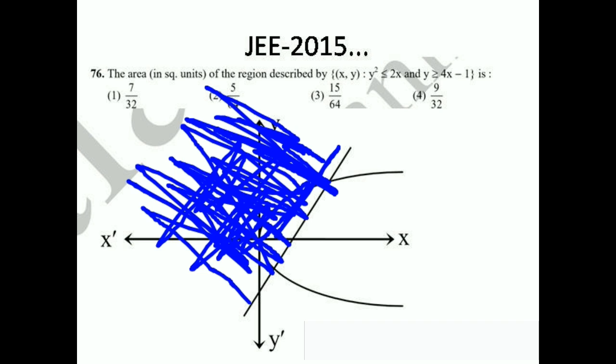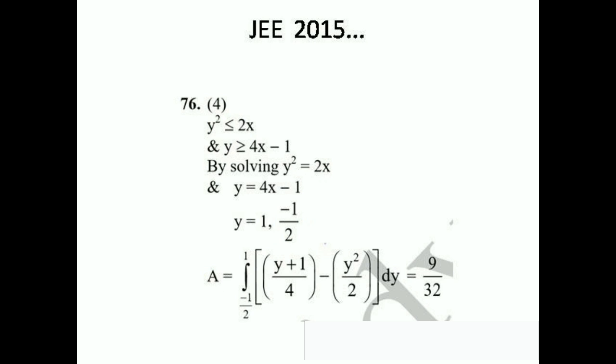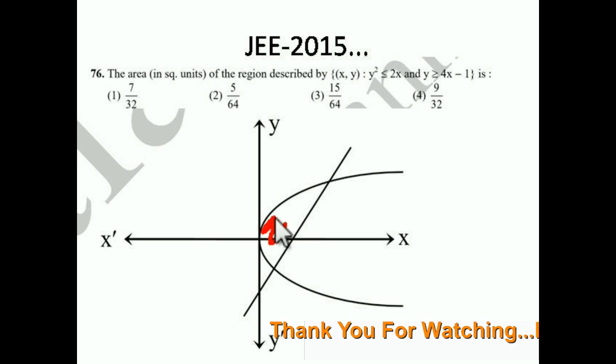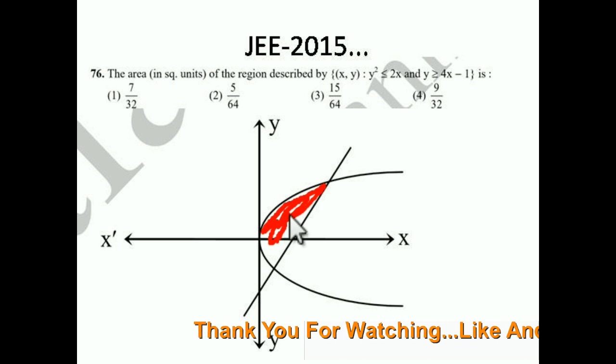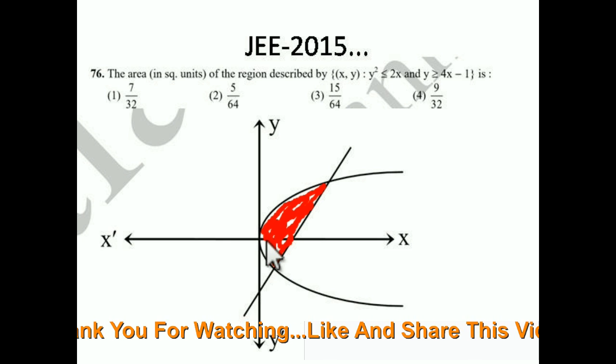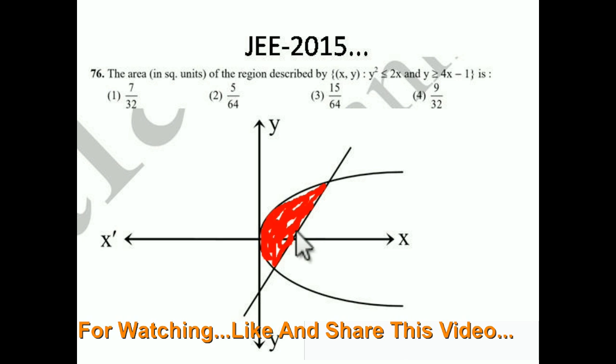So the area covered by the parabola is like this, the inside of the parabola. I am selecting a different color pen. So you have to select the common area between them. What is the common area? Let me mark that. I mark the common area with a red pen so you can easily understand. This is my common area.